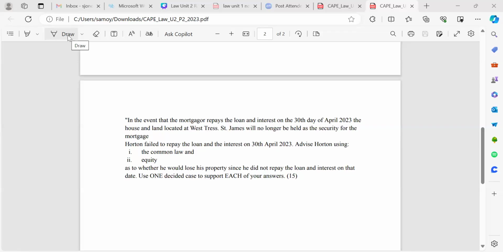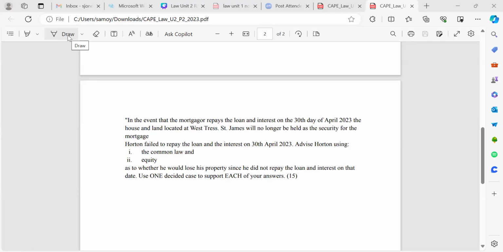Because it says Horton failed to repay the loan and interest on the 30th of April. Advise Horton using one, advise him what is going to happen at common law, and also advise him what would possibly happen at equity as to whether he would lose his properties since he did not repay the loan and the interest on the date. Use a decided case to support your answers, right? Explain to the general what is going to happen at common law and what exactly does equity say. Tell the man if he will lose his property or not. Will he lose the property? Will Horton lose the property?